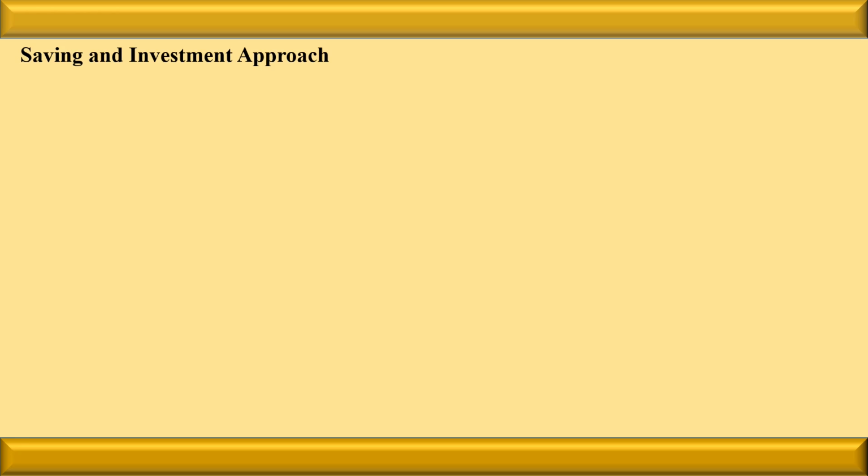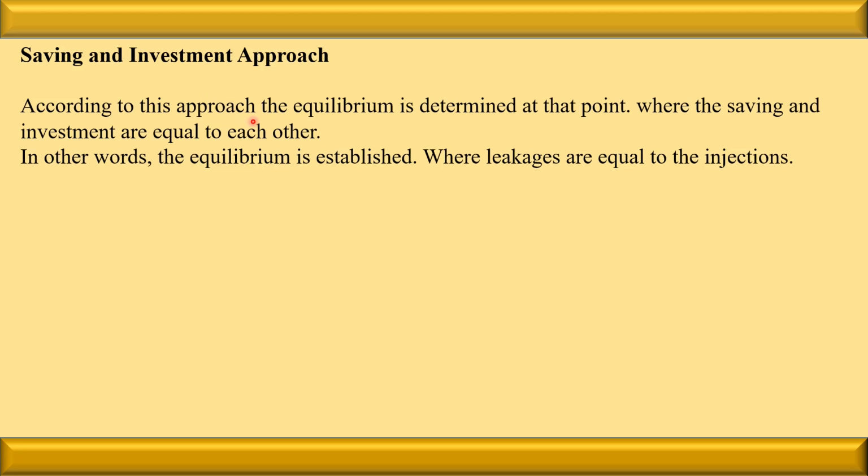Now let us see the determination of income and employment through the saving and investment approach. According to this approach, the equilibrium is determined at that point where saving and investment are equal to each other. In other words, equilibrium is established where leakages are equal to injections.